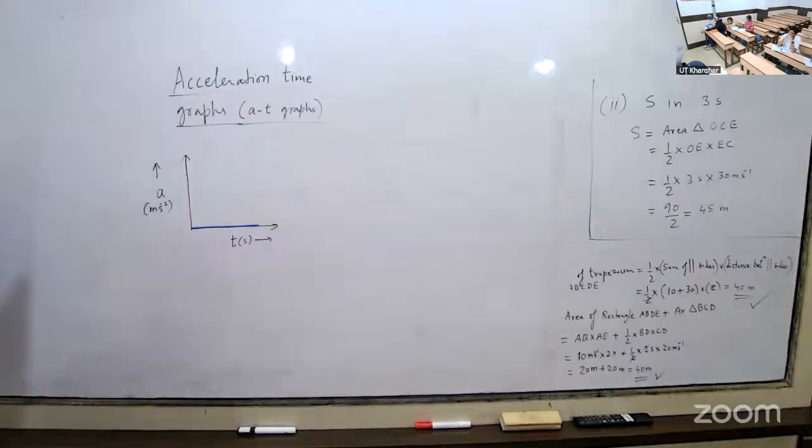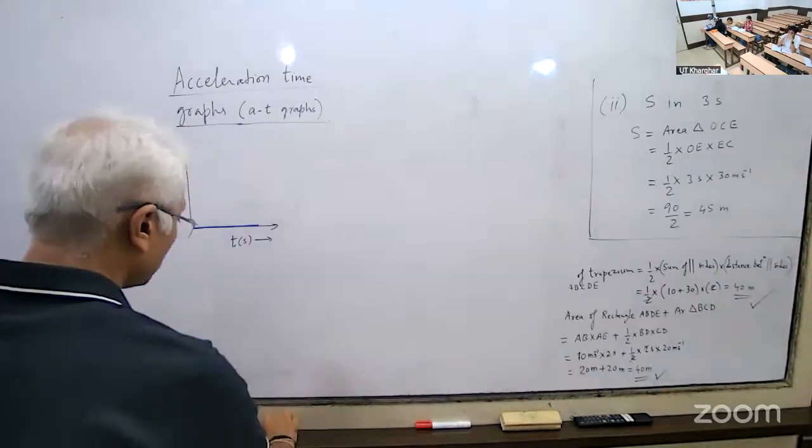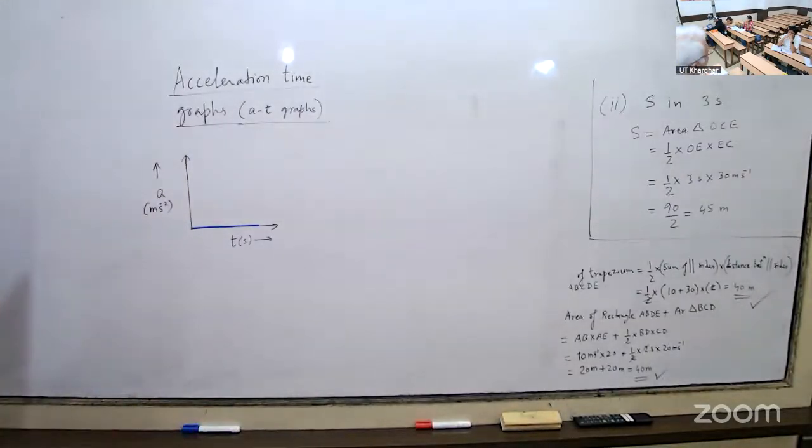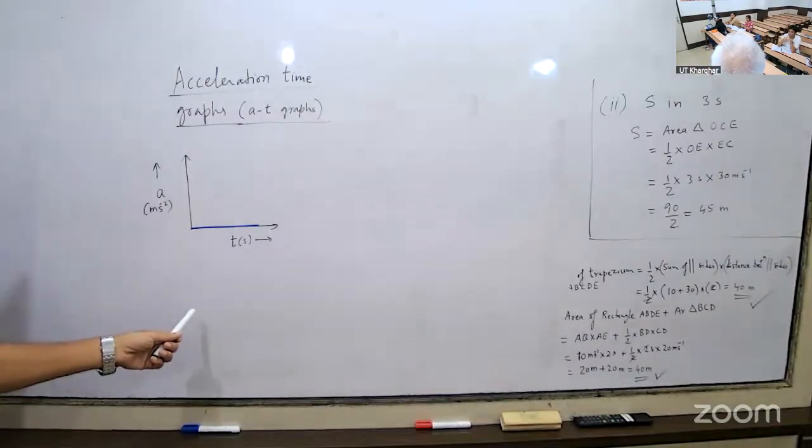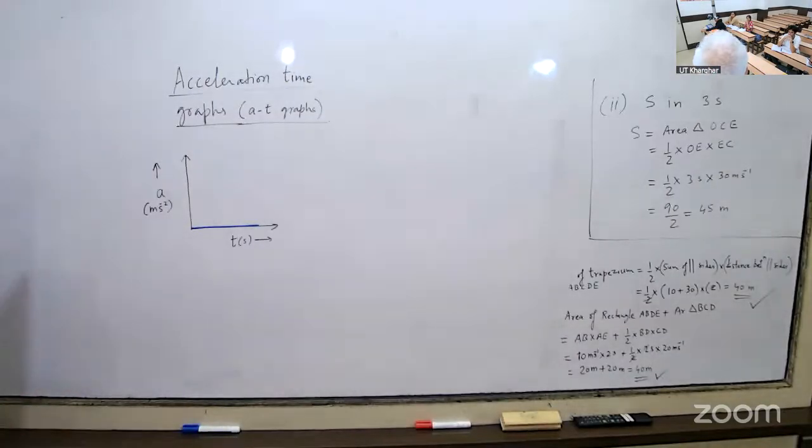Okay, this is my AT graph. What is the nature of motion? What is the acceleration? Zero. Yes. Velocity is zero. Acceleration zero, so velocity zero. Always.